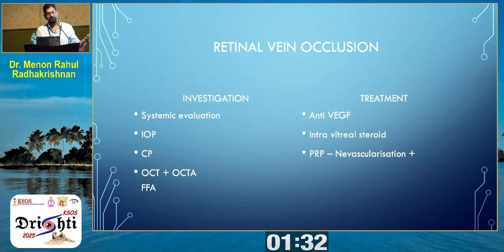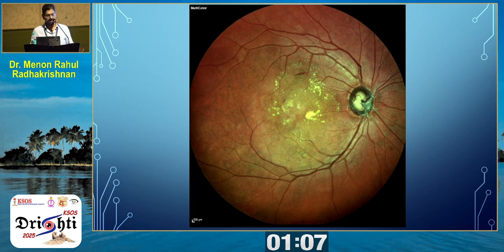OCT definitely is important. OCT and FFA are actually required when there's not much macular edema and you're suspecting macular ischemia. So treatment for such conditions is anti-VEGFs, or, since these conditions are very notorious for recurring CMEs, intraocular steroids such as dexamethasone implants are very useful, and the role for lasers is only when there's neovascularization.